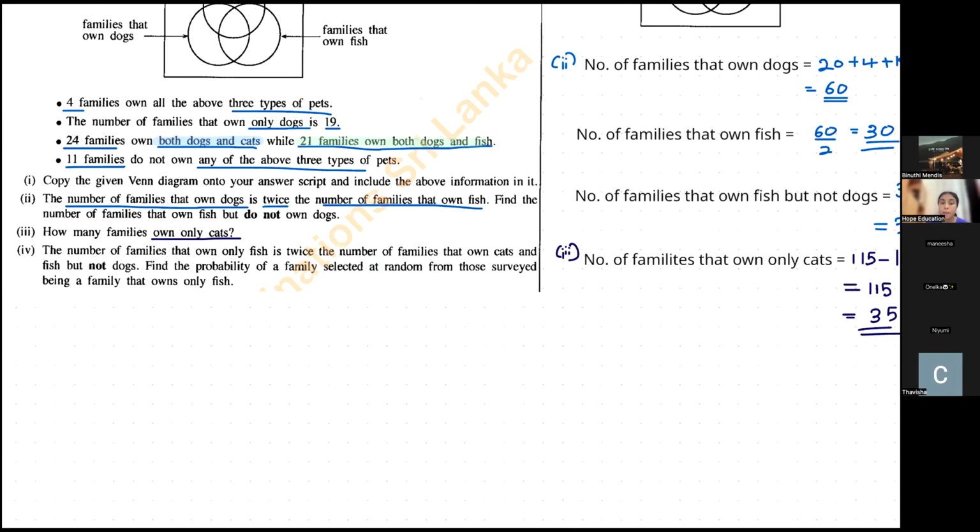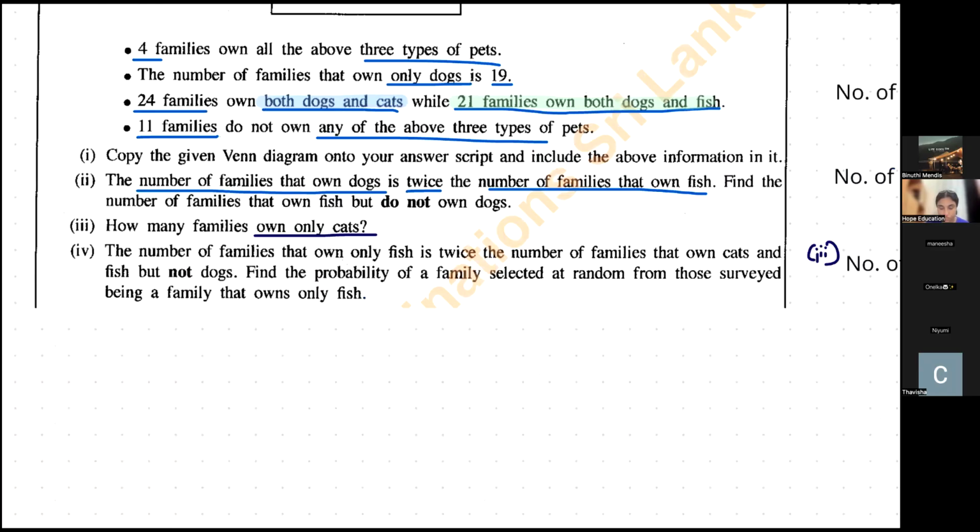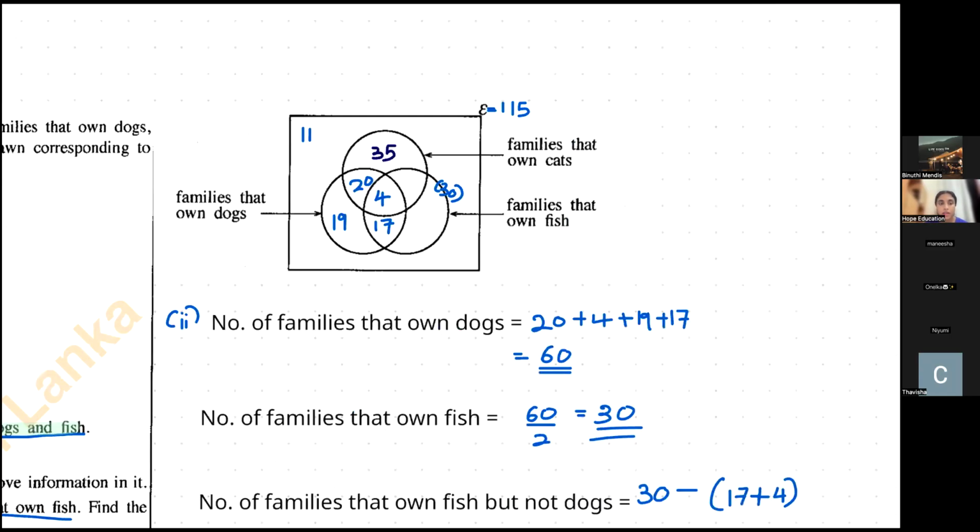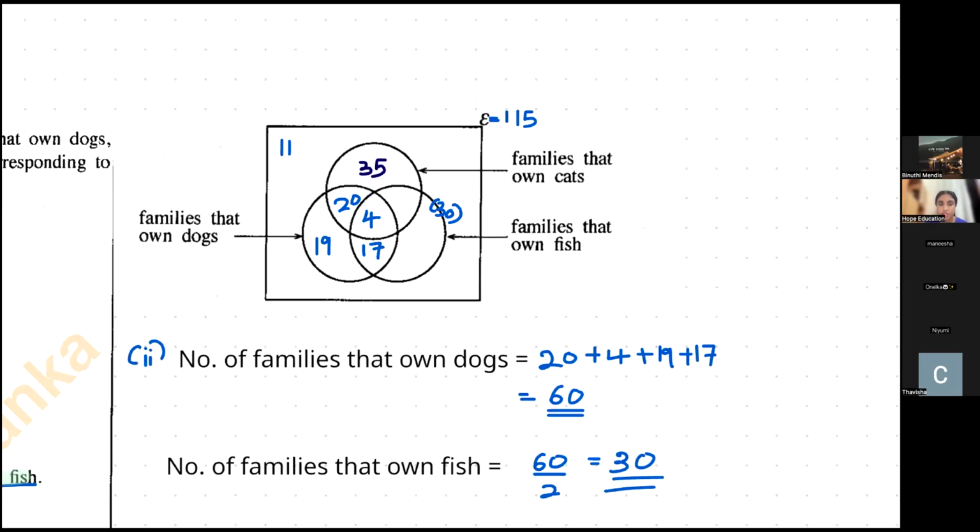Finally, number of families that own only fish is twice the number of families that own cats and fish but not dogs. Cats and fish but not dogs. Cats and fish කියන්නේ මේ කොටස. හැබැයි dogs නැත්තම් dog circle එකේ කොටස අයින් කරන්න ඕනේ. That means only this part. මේ කොටස ගත්තොත් ඒගොල්ලන් cat circle එකේ ඉන්නවා, fish circle එකෙත් ඉන්නවා, හැබැයි dog circle එකේ නැහැ. එහෙනම් ඒ කොටස තමයි කියන්නේ.